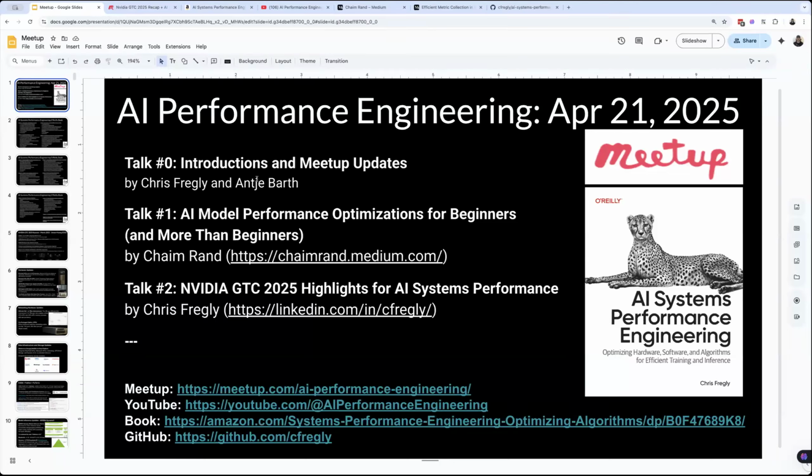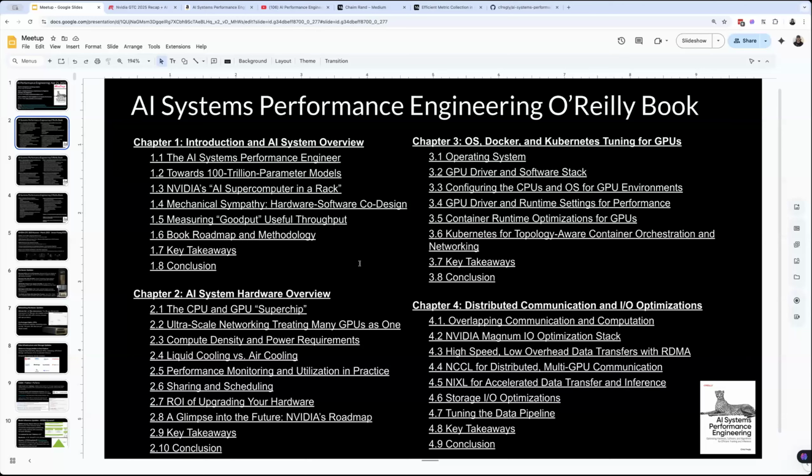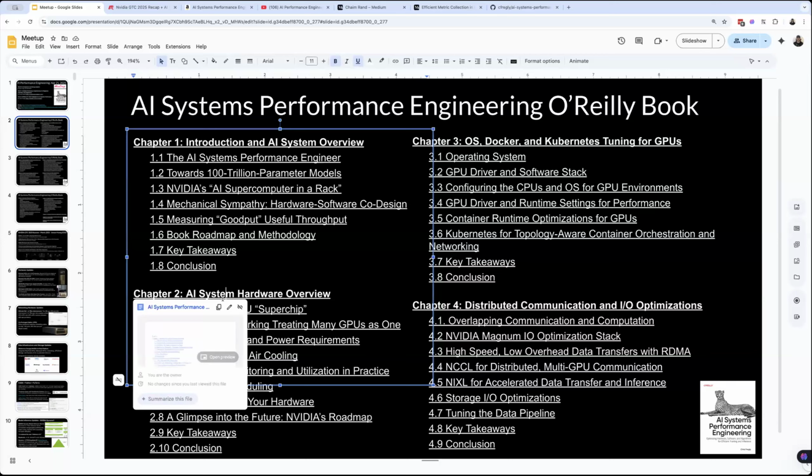Yeah, so like I said, we'll be covering lots of performance related topics. This is going to include agent performance and, obviously, inference performance. I do have a quick overview here of the different chapters, talking about what this AI systems performance engineer role is.